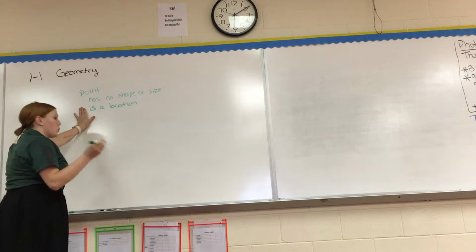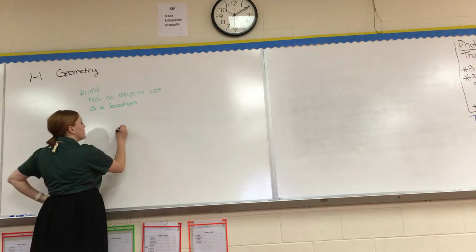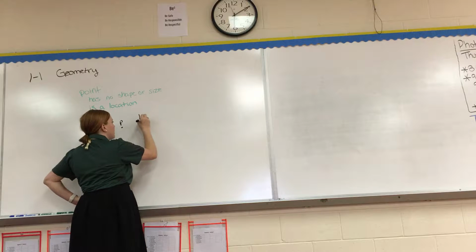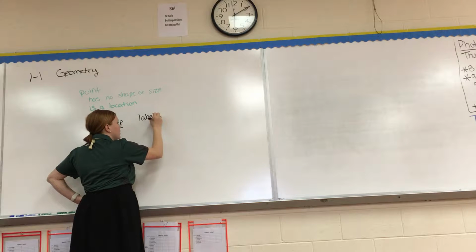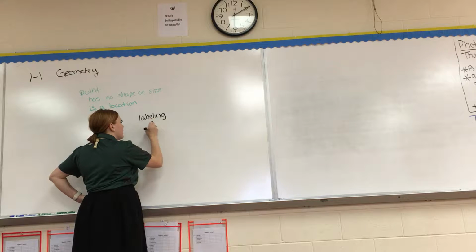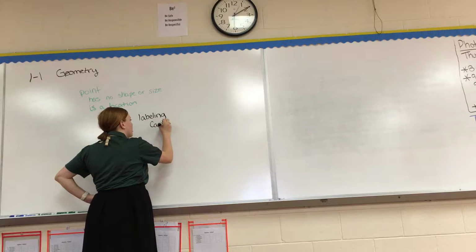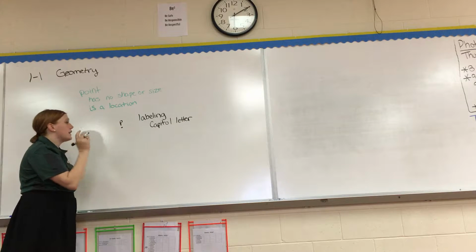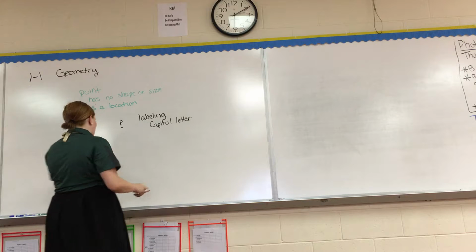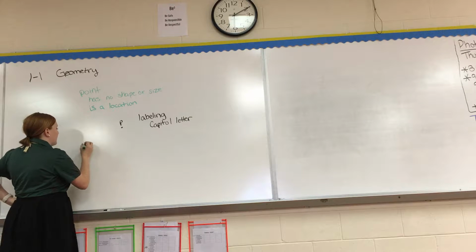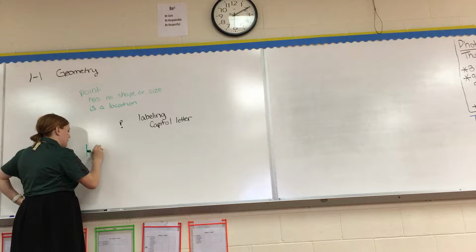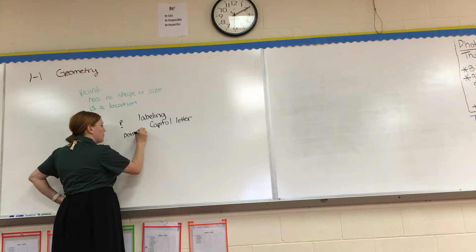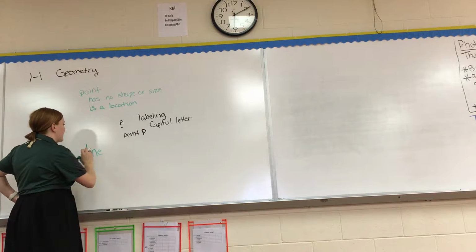Also with points, when we label them, so if I have a picture up here, this is a point. We're going to call that point P. When you label them, it's going to be with a capital letter. Okay, so that's how you're going to label a point. Next is a line.